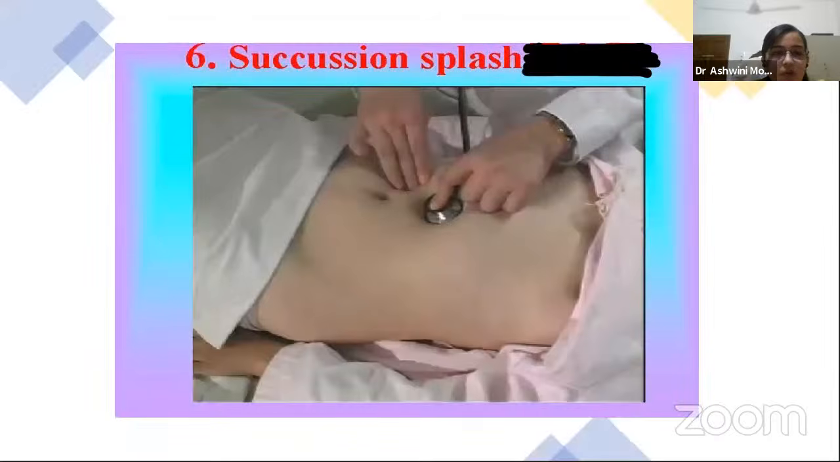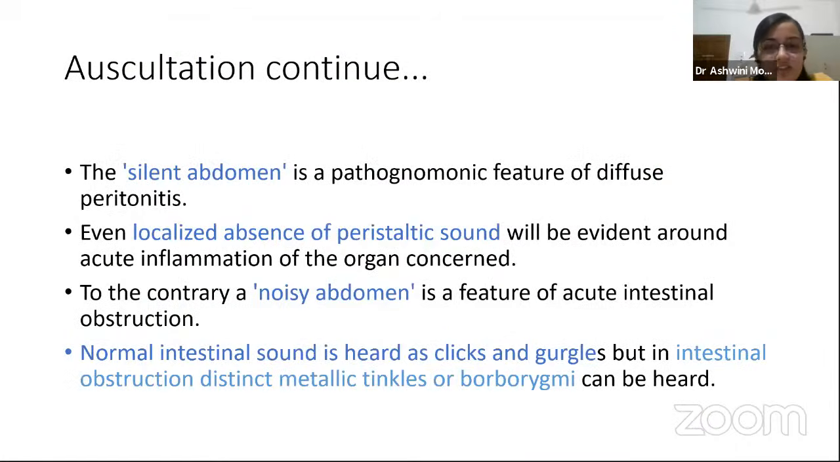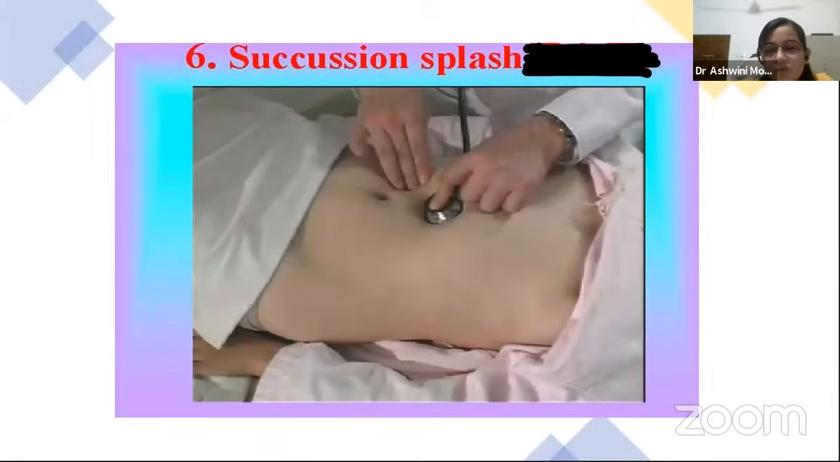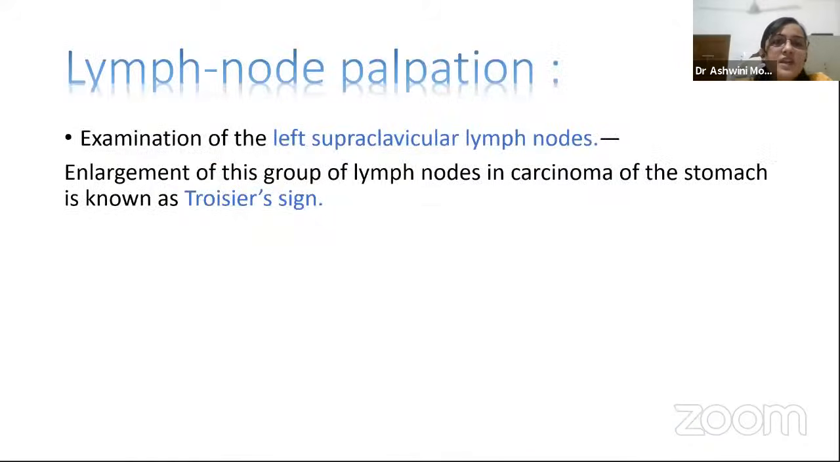So this was all about auscultation. There are not many things to remember about auscultation, but the bowel sounds, silent abdomen, noisy abdomen, venous hum, and this succussion splash we have to think about. After auscultation, as we checked for the left supraclavicular lymph node on palpation, we have to check all the lymph nodes, not just the left supraclavicular, but the inguinal and every lymph node, and confirm whether it is present or not.